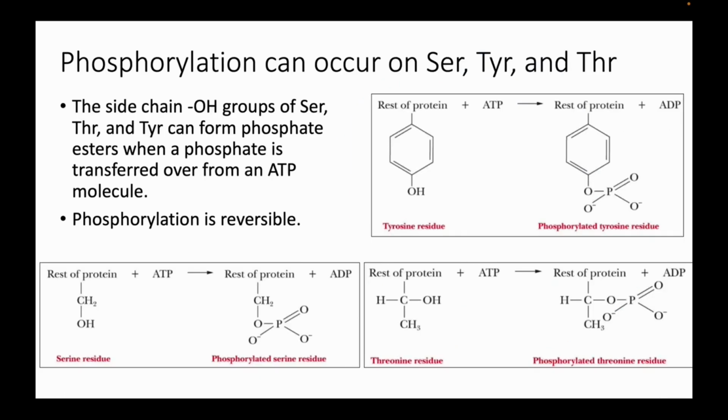Starting with phosphorylation. So phosphorylation can occur on serine, tyrosine, and threonine, where that side chain hydroxyl can form a phosphate ester whenever a phosphate is transferred over from an ATP molecule. So for example, here's our serine side chain and a hydroxyl. We can have that changed into a phosphorylated serine, so there's our phosphate ester. Here's our tyrosine, we've got the same thing, and here's our threonine, we've got the same thing on that hydroxyl. So that's one thing I want you to be able to do in this class, is be able to draw phosphorylated serine, tyrosine, and threonine residues. As I said, this phosphorylation is reversible, so there are enzymes going around the cell that are dynamically adding and removing phosphorylation to certain proteins.